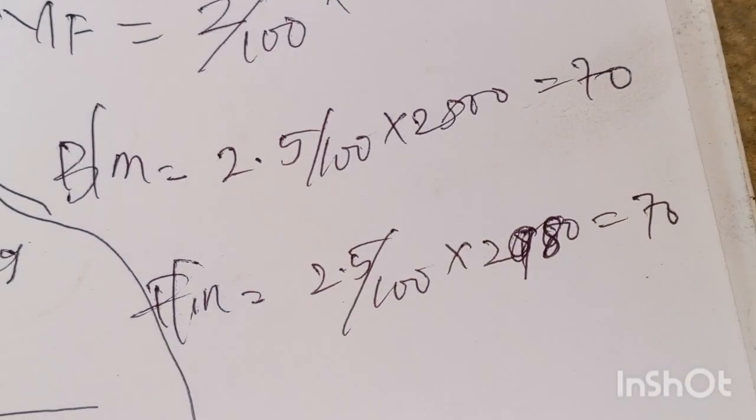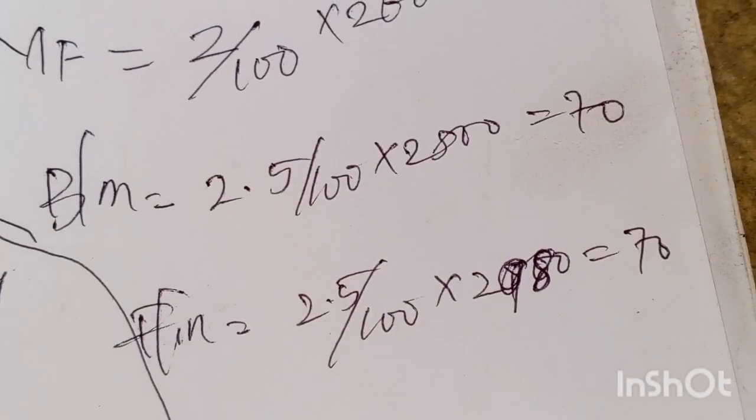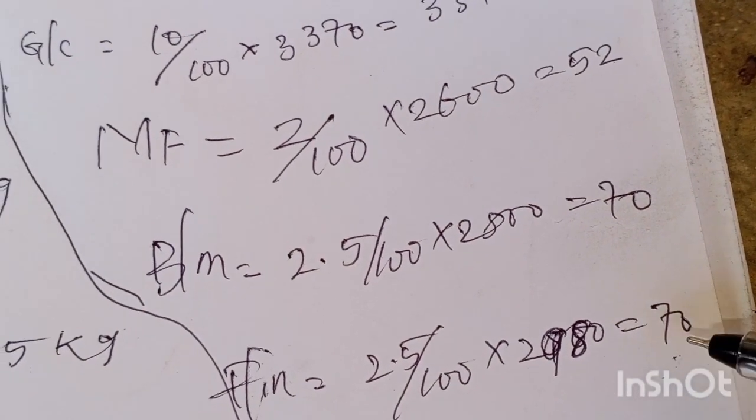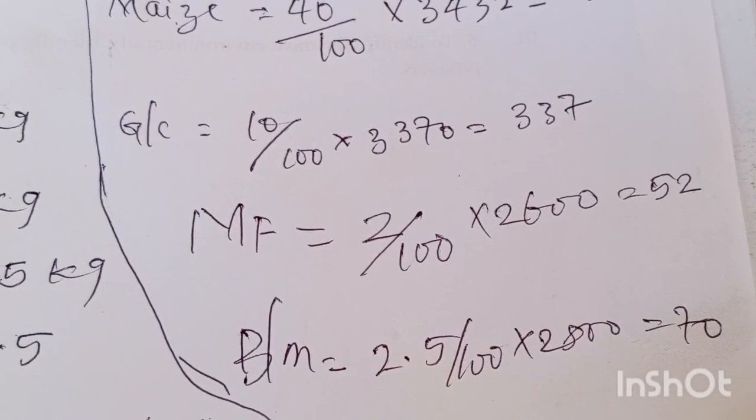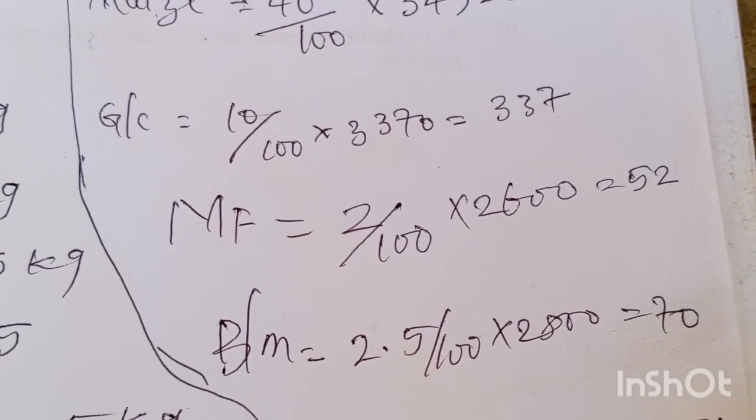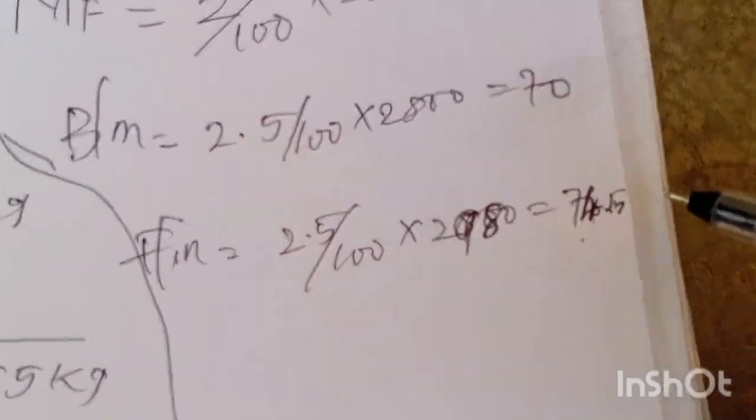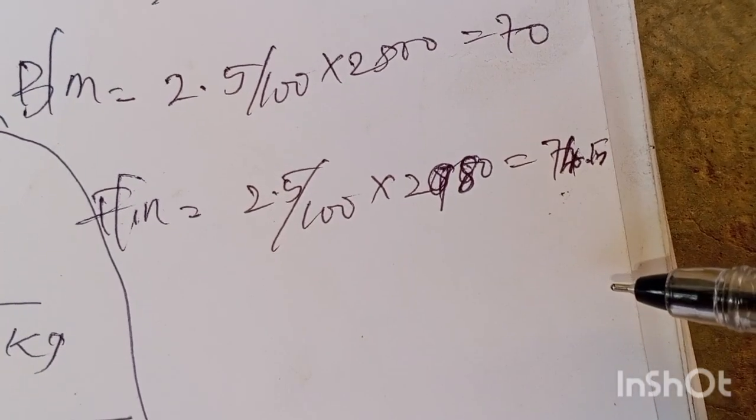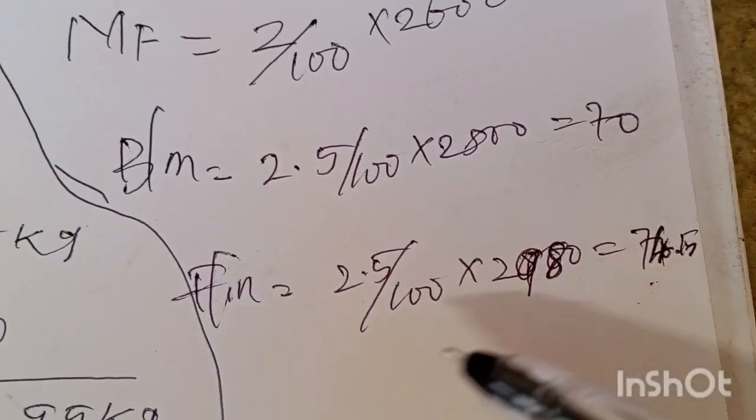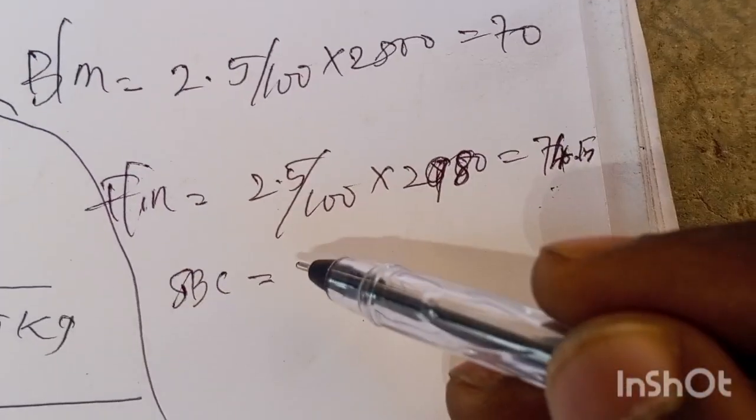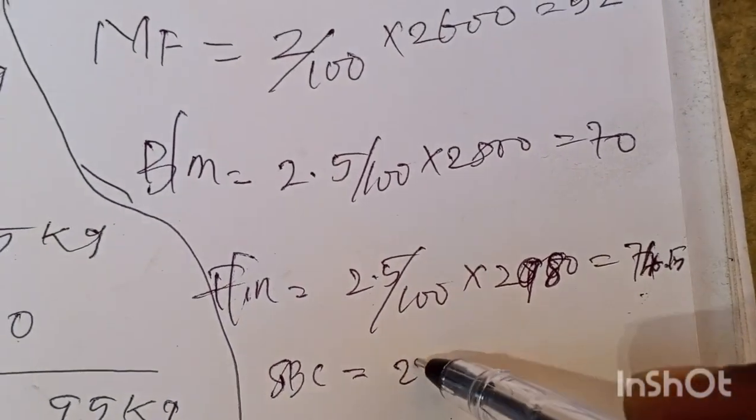2980. Yes, that is what is written in this analysis. So you are going to be having 74.5. So when you are doing it, please be careful so that you do not use one value for another. 74.5. Then you come back to what? Soybean. Soybean cake.